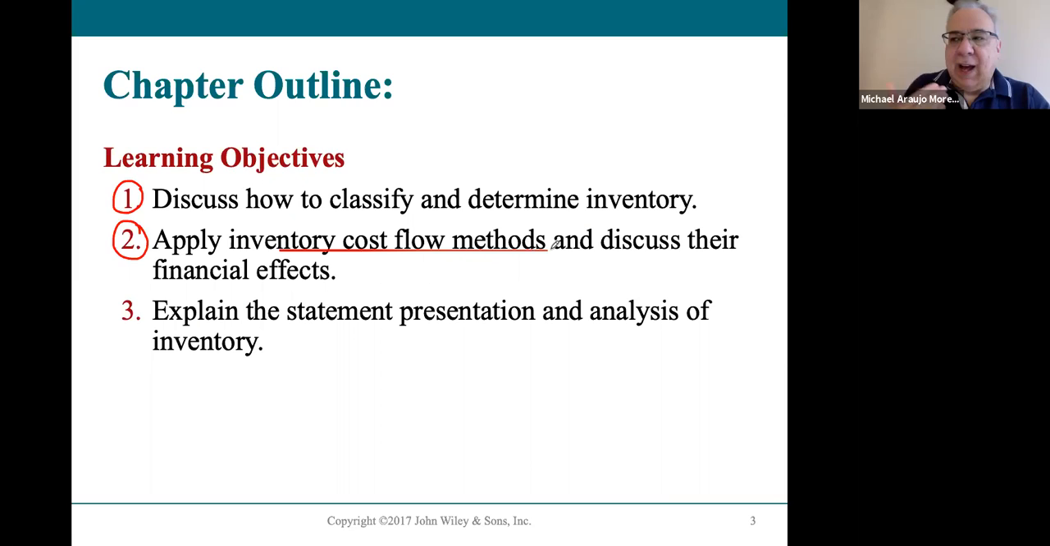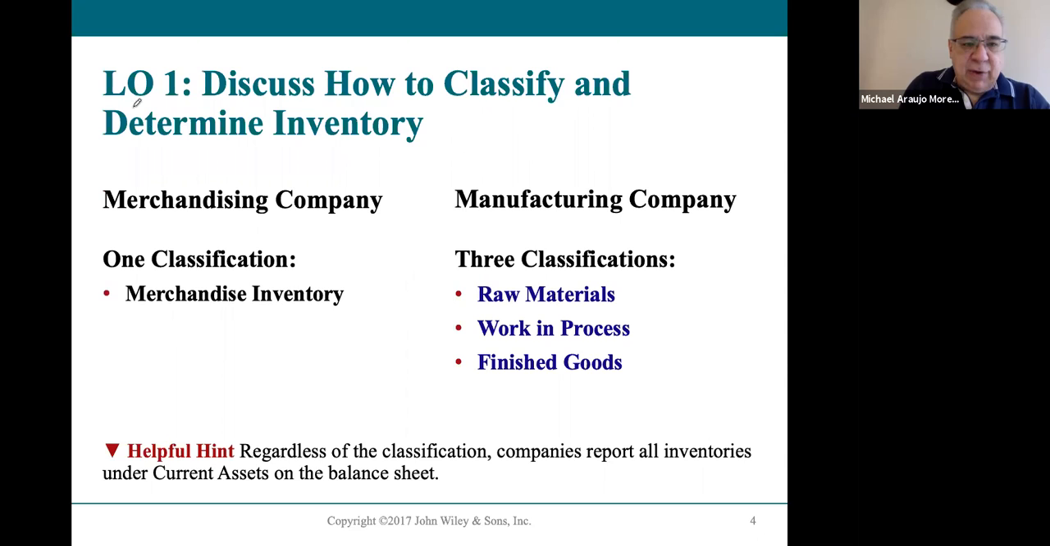How do businesses determine their cost of goods sold? And that's going to be the more interesting part. Okay, so we're going to be doing that today. But first off, just a review of some things that we've talked about from chapter five about inventory. The focus was on merchandising.